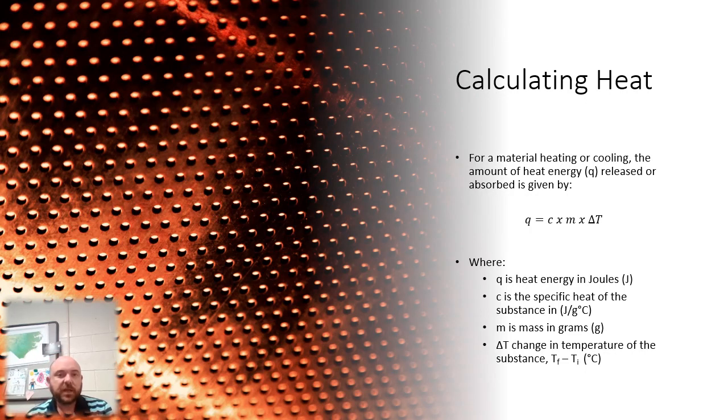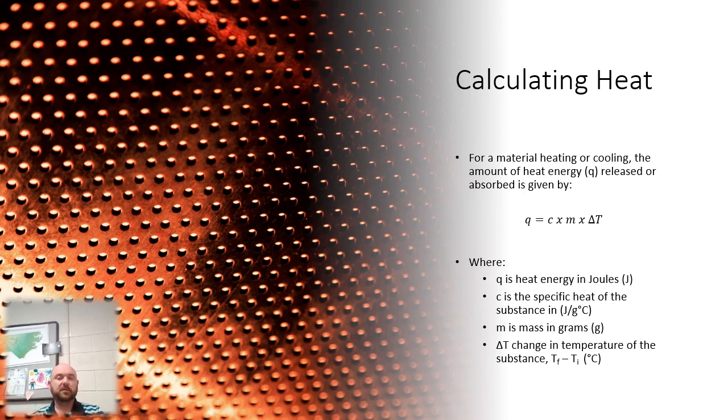Any science with the name thermo in it wouldn't be complete without doing some math. And so here we have our first equation for thermochemistry, and the equation says here that for a material heating or cooling, the amount of heat energy, Q, released or absorbed is given by the equation Q equals C times M times delta T, where Q is the heat energy in joules, C is the specific heat of the substance, the units on that are joules per gram degrees Celsius.